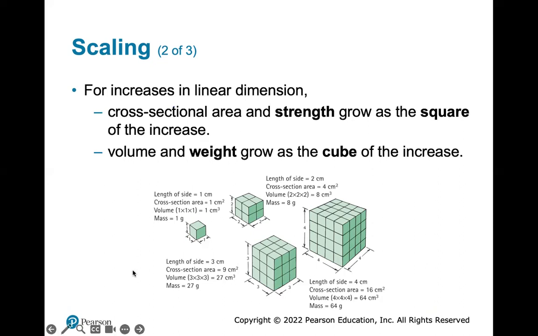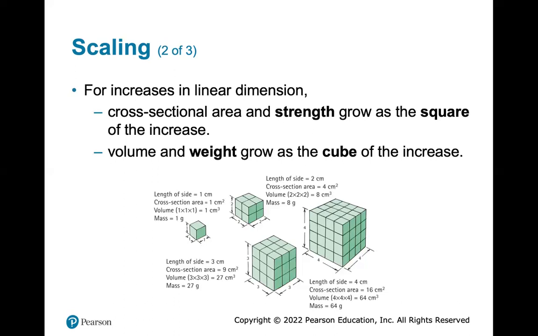So if the length of a side is 1 centimeter, the cross-sectional area is 1 centimeter squared, and the volume is 1 times 1 times 1 is 1 cubic centimeter. The mass is 1 gram. What's the surface area? Well, you have 1, 2, 3, 4, 5, 6 faces, so it's 6 square centimeters. We'll see that we need that later on.